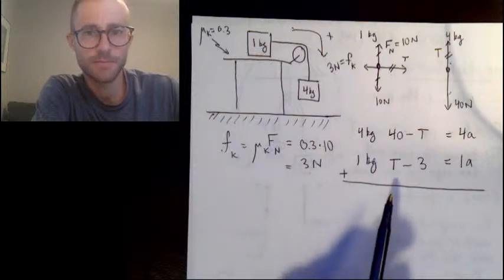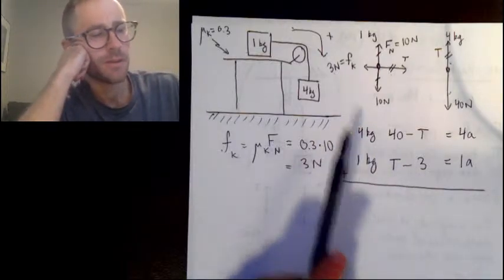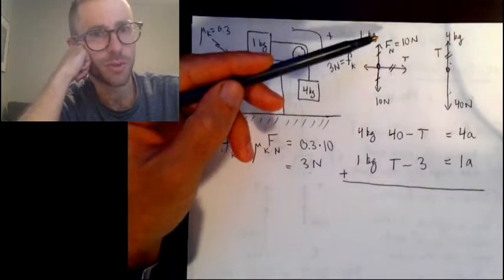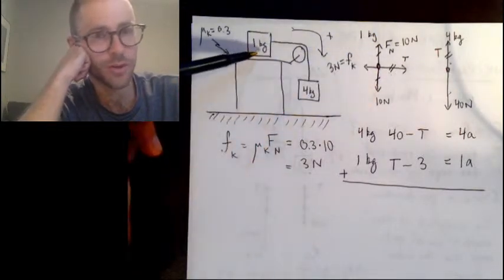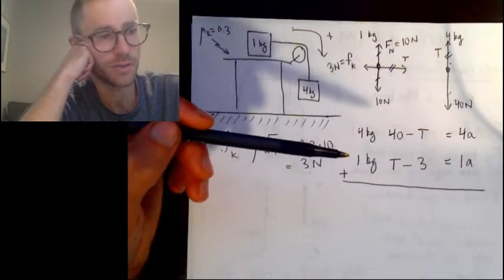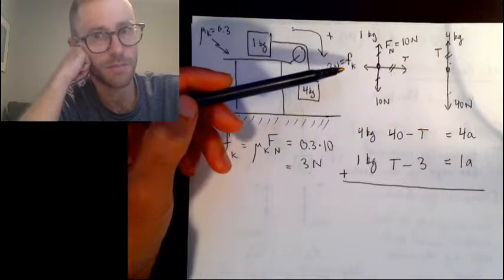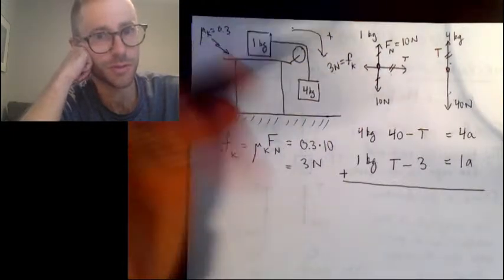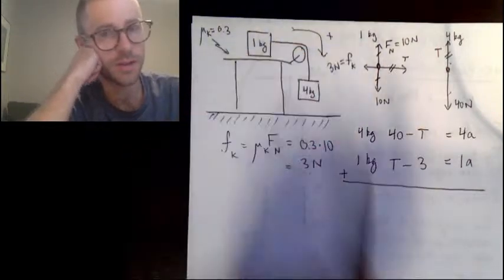So there you have it. We don't really care. The purpose of analyzing the up and down forces for the 1 kilogram mass was purely to understand what the friction force was going to be. That was the only purpose of doing the vertical part of this free body diagram.